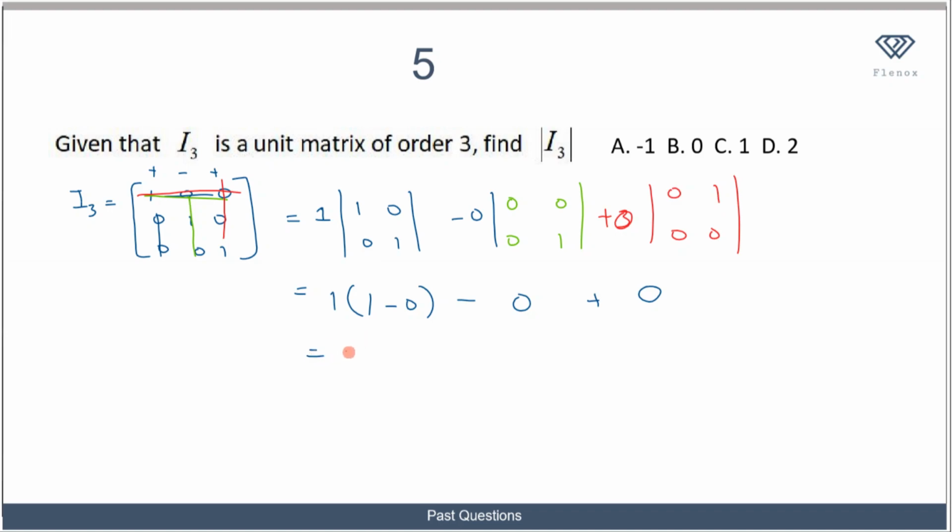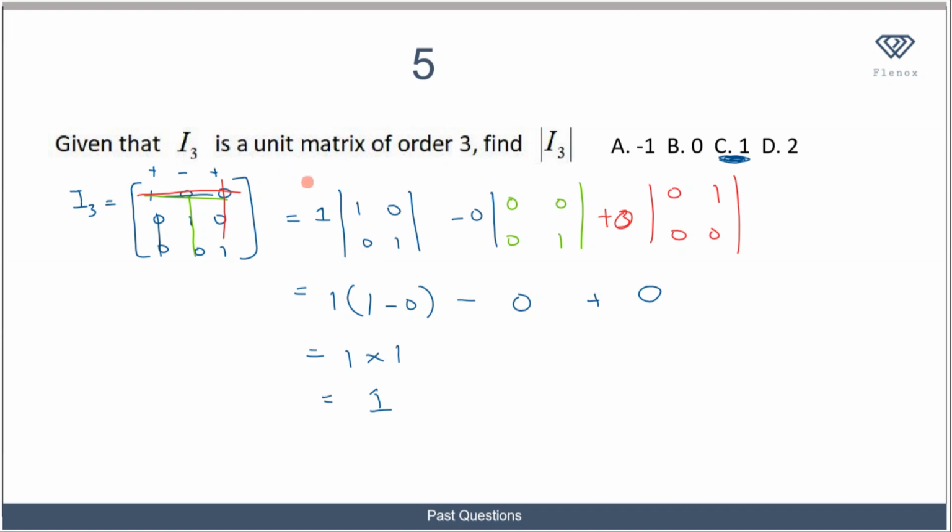So this results in what? 1 times 1, and that is equal to 1. So the determinant of this matrix is equal to 1, and the correct option is C. And there is one important conclusion that I must make from this, and it's important for you to know: the determinant of a unit matrix is always equal to 1, whether it is a 2 by 2 matrix, a 3 by 3 matrix, or a 4 by 4 matrix. Provided it is a unit matrix, the determinant is always 1.